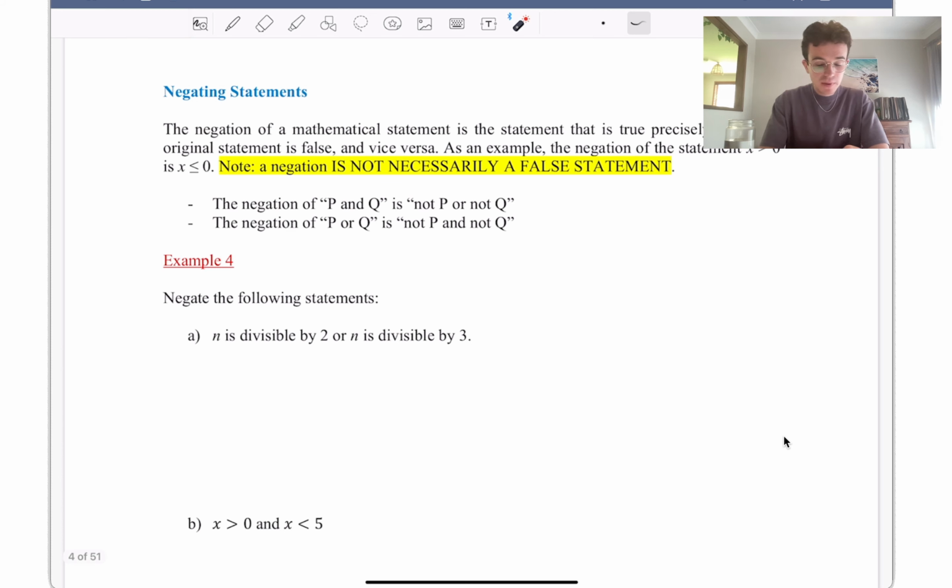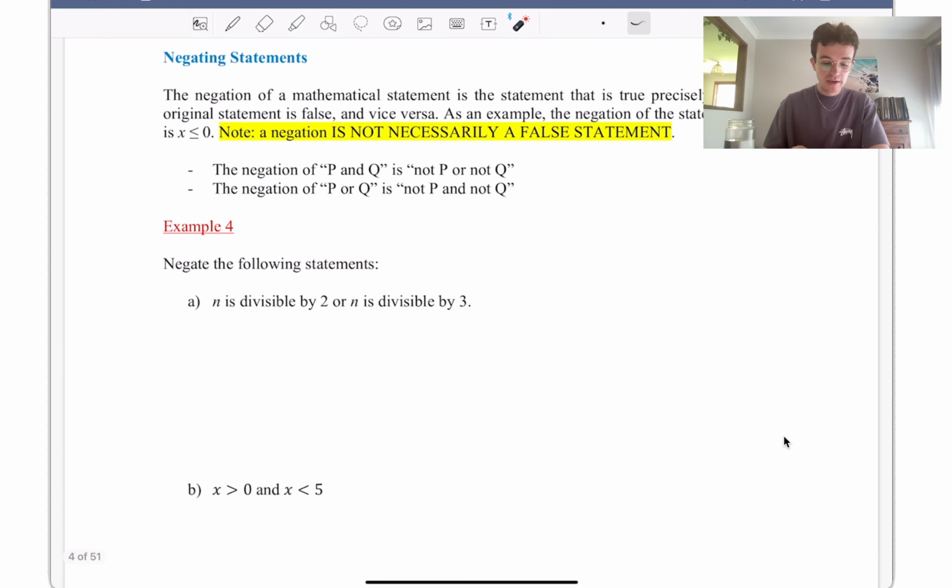And the negation of P or Q is not P and not Q. So we can see that when we're negating, the ands and the ors change.